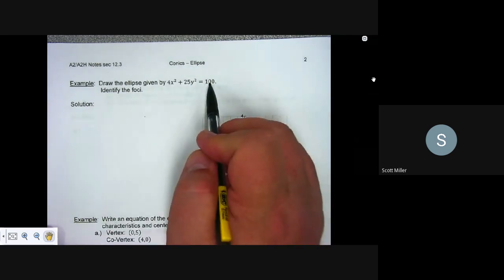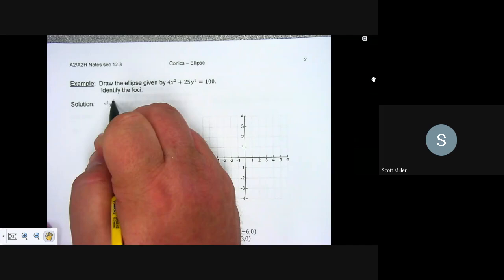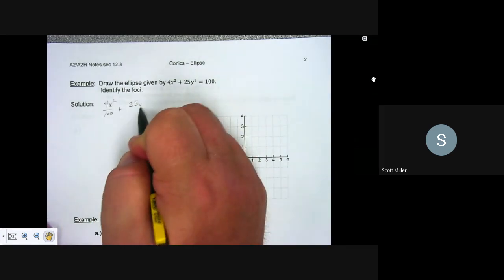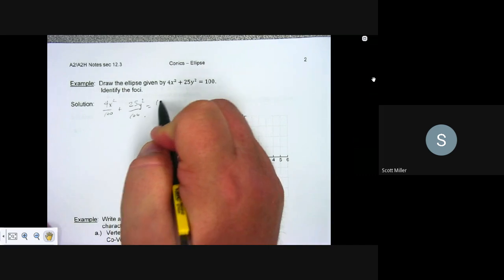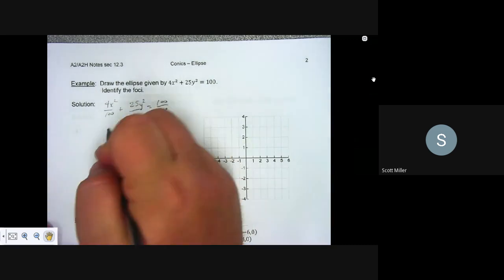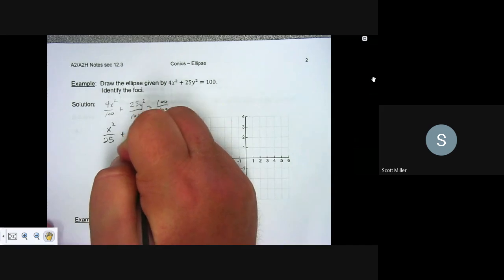So the first thing you want to do is divide everything by 100. When I do that, I'll get 4x squared over 100 plus 25y squared over 100. So just divide everything by 100, because I want this number out here to be a 1. Then after I reduce my fractions, I get x squared over 25 plus y squared over 4 equals 1.